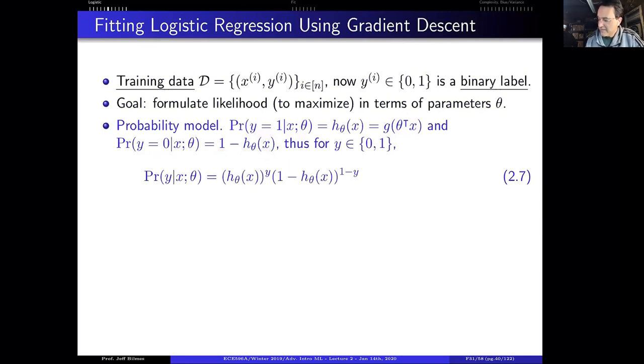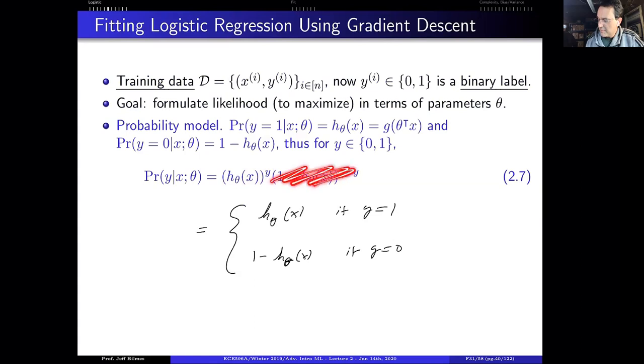So for any given y and x pair, we can write the overall function as h of x raised to the y power times 1 minus h of x raised to the 1 minus y power. Why does that make sense? Well, that's equal to h theta of x if y is equal to 1, and equal to 1 minus h theta of x if y is equal to 0. Because when y is equal to 0, the first part becomes 1, and if y is equal to 1, the second part becomes 1. So using exponentiation, we can represent the probability with one mathematical expression. With that nice expression, there's no conditioning; we've wrapped the conditioning into an expression involving exponentiation.